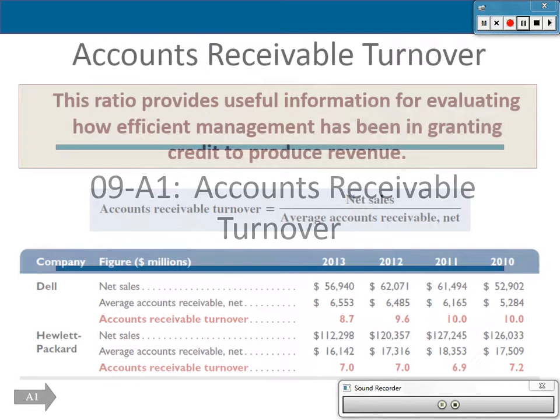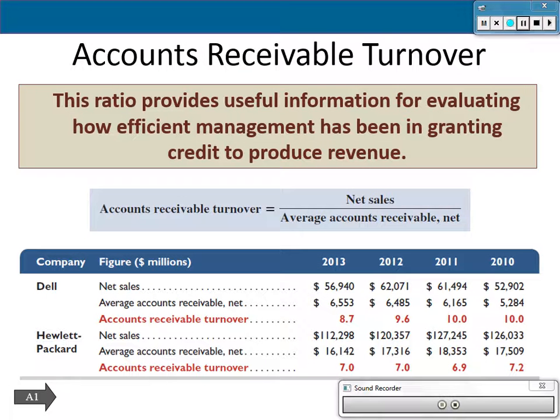And accounts receivable turnover. Accounts receivable turnover just means how many times or how many days it takes a company on average to collect their receivables. So net sales divided by average accounts receivable is going to give you your accounts receivable turnover. Notice down here in this figure, Dell in 2013 had an 8.7 times or 8.7 days to collect on their receivables, right? But Hewlett Packard had a turnover rate of how much? How many times?